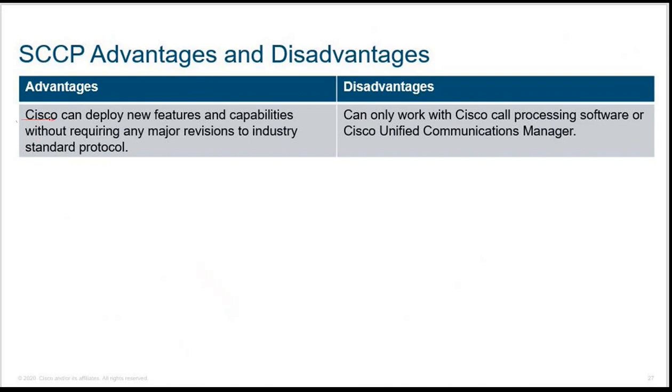Advantages: Cisco can deploy new features and capabilities without requiring any major revisions to an industry standard protocol because it is proprietary. So it is just Cisco which will decide what new features to be launched, what capabilities to be changed or upgraded, and so on. That's what Cisco says is an advantage for it.